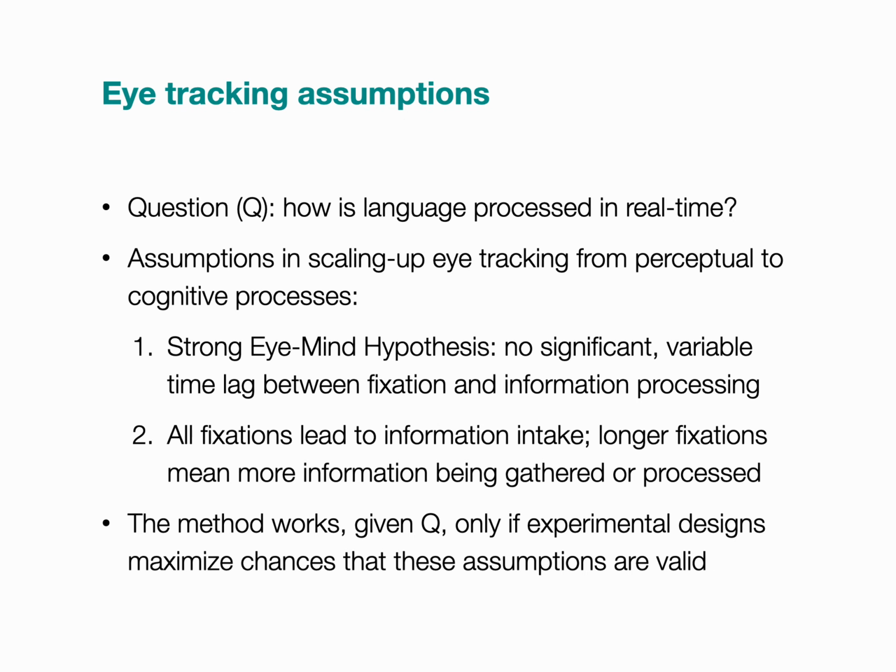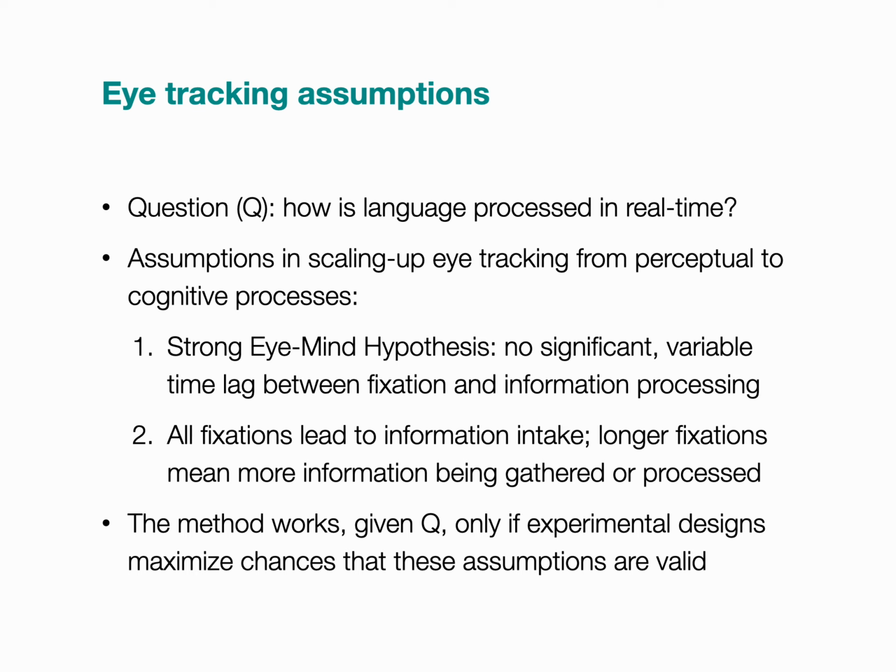Now, eye tracking has a number of assumptions that every experiment has to try to satisfy. If our question is how language is processed in real time, then we must make sure that eye tracking can tell us something about cognitive processes, not just visual perception. And we can do that if two assumptions are met. One is the strong eye-mind hypothesis, that there must be no significant or variable time lag between fixation, looking at something, and information processing.